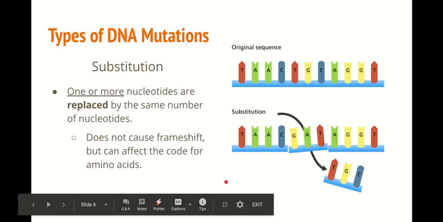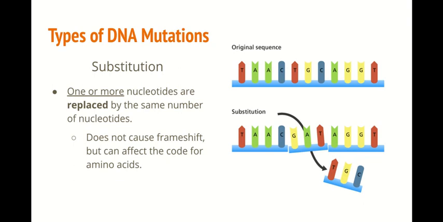A third type of DNA mutation is a substitution. This is when one or more nucleotides are replaced by the same number of nucleotides. So we're not technically losing nucleotides and we're not gaining nucleotides. We're replacing some nucleotides, one or many, with the same number of nucleotides.